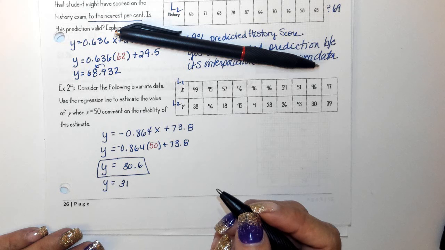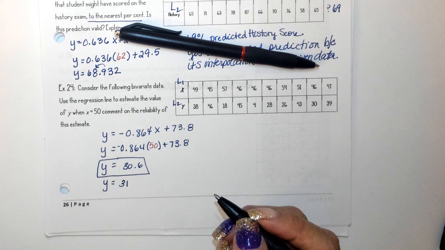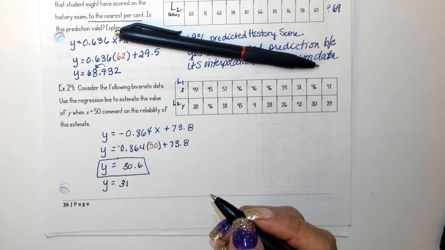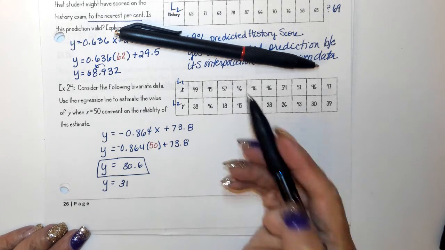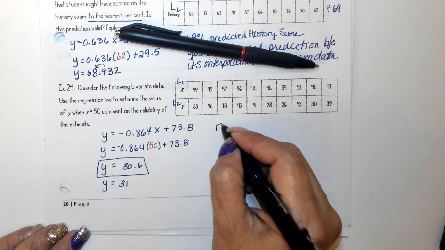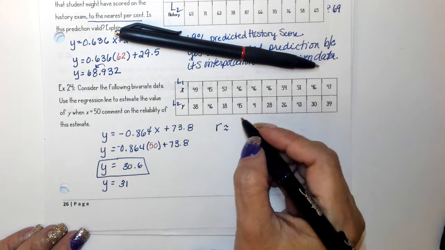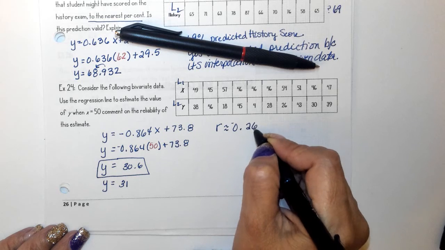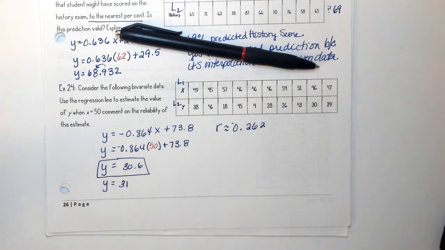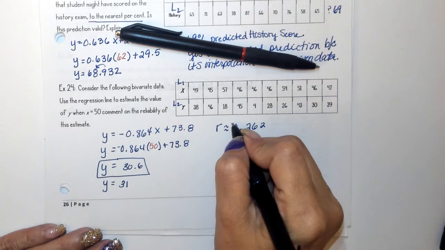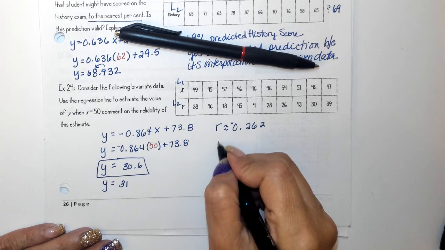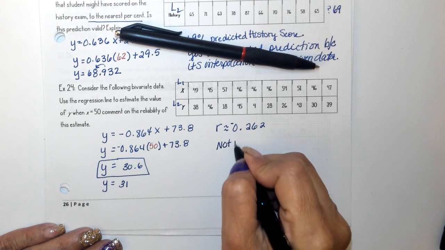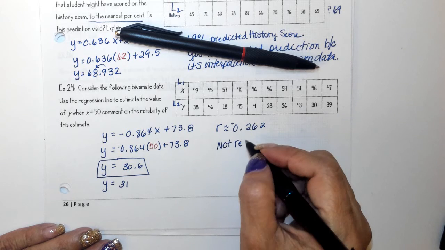Then the only other thing it says is the reliability of this. Well, what I noticed when I put that in my calculator and I went to the R value, I noticed that R is negative 0.262. I'm going to let you look at that for a second. Is that data reliable? Hopefully you're thinking, well, no, not really. Not reliable.